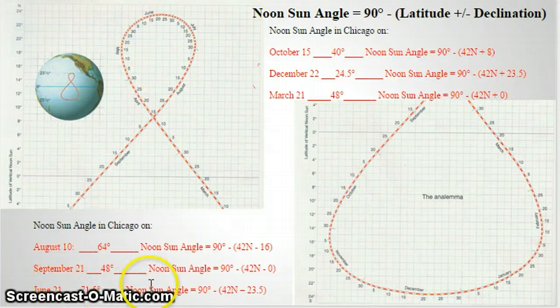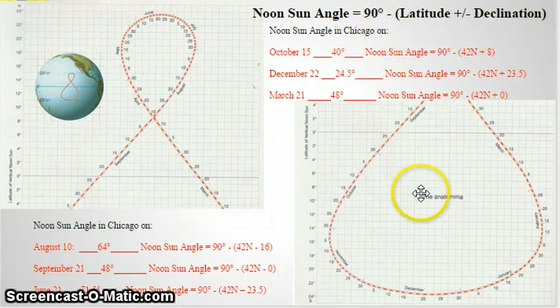And on June 21st, if I can find June 21st here, let's see, June 21st is up here. I follow it over here. I get roughly 23.5 degrees. 42 north is my latitude, minus, because it's on the same hemisphere, 23.5. I get 18.5. 90 minus 18.5 gives me a value of 71.5.